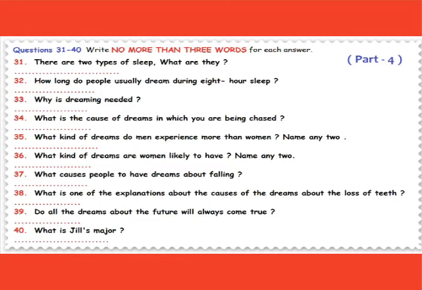Now turn to part 4. Part 4. You will hear a conversation between Fred and Liz. They are talking about sleep and dreams. As you listen, answer the questions by writing no more than 3 words for each answer. First, you will have some time to look at questions 31 to 40.